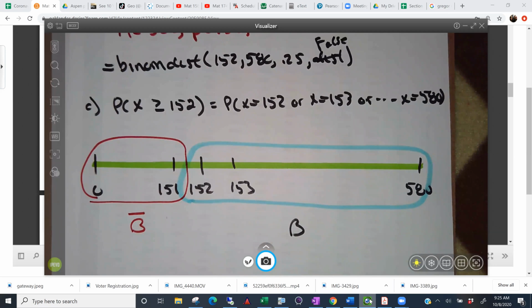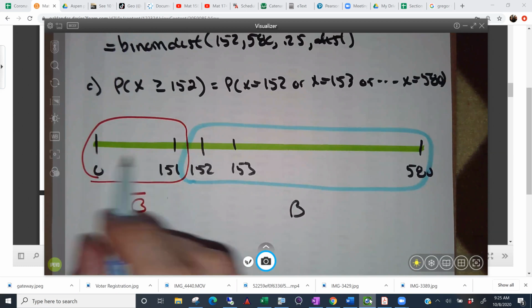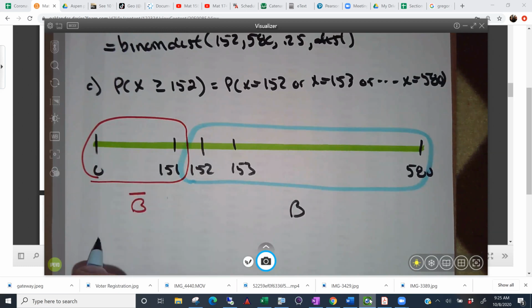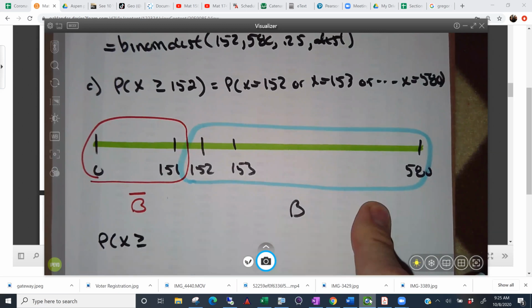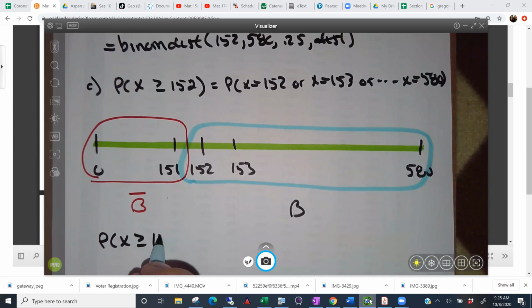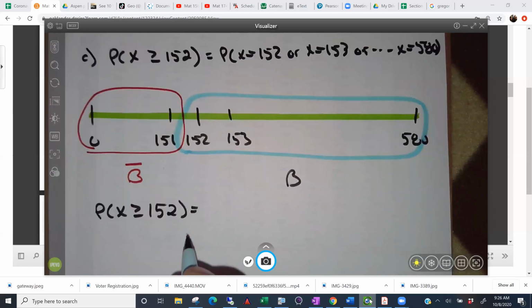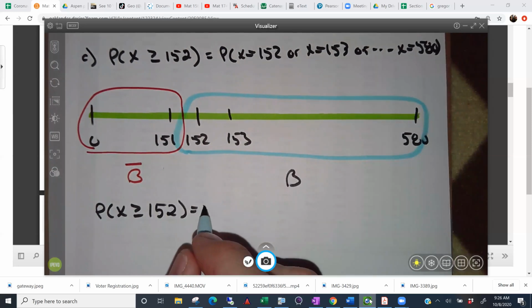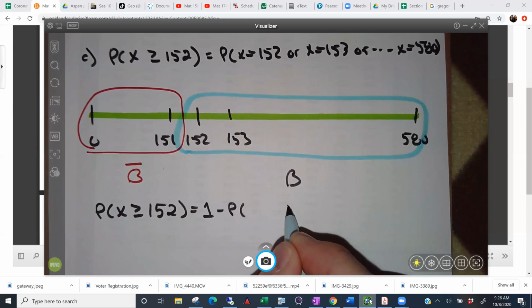Now, what's the advantage of B bar? Can you just explain what B bar would represent? What is this really saying? What type of events? Everything but B. Everything but B, good. Now B is the probability that X is greater than or equal to 152. I should be able to calculate this with the complement. So what's the complement? Well, it's going to be 1 minus a different probability.